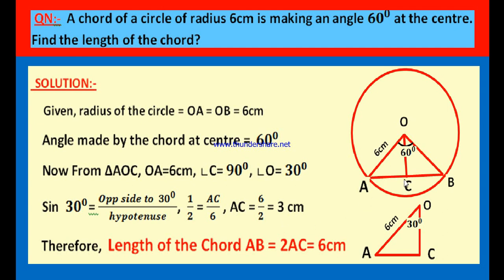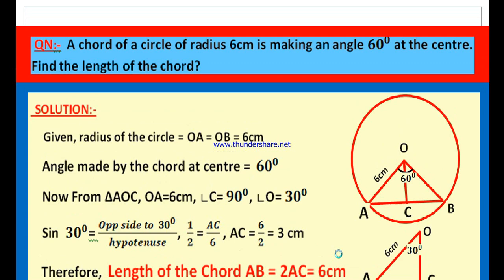AC is 3 and BC is also 3. Why? Because this OC is a perpendicular drawn onto the chord, and the perpendicular from the center of a circle should always bisect the chord. Therefore, the length of the chord AB is equal to 2 times AC, that is 2 into 3, which is 6 centimeters.